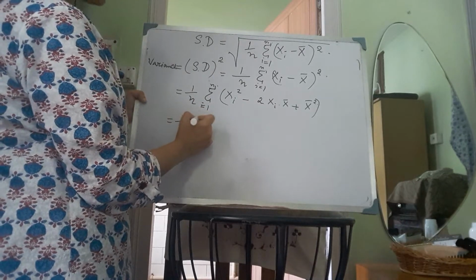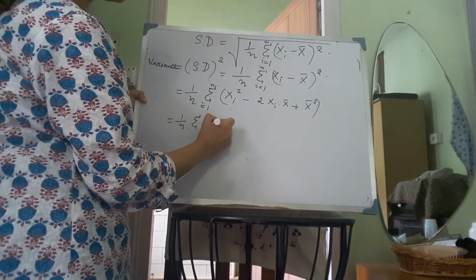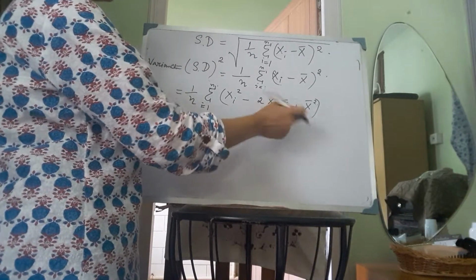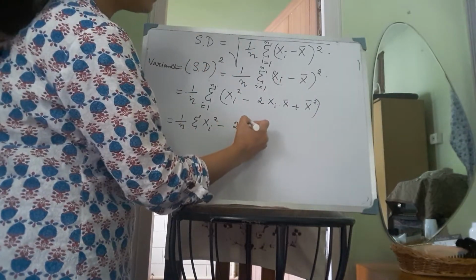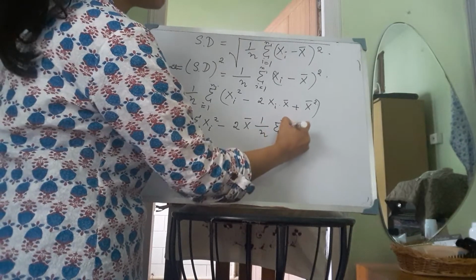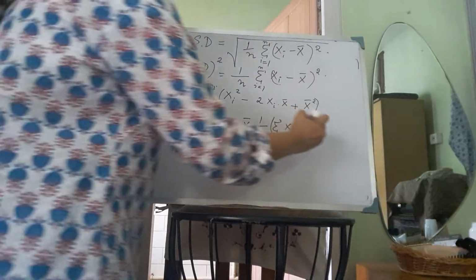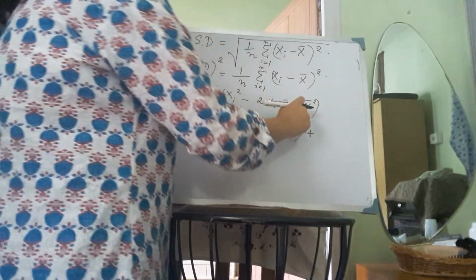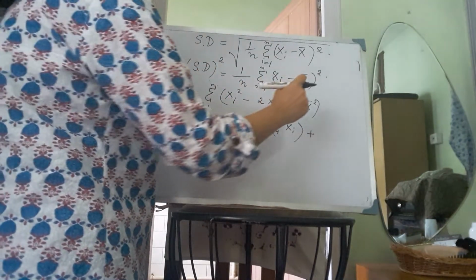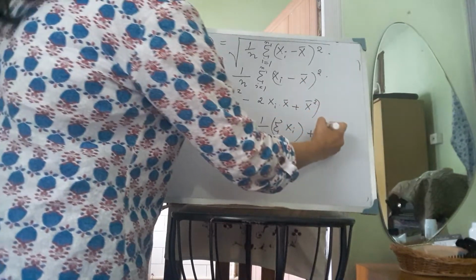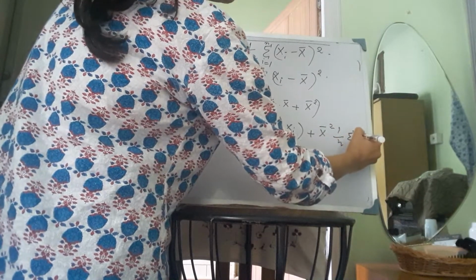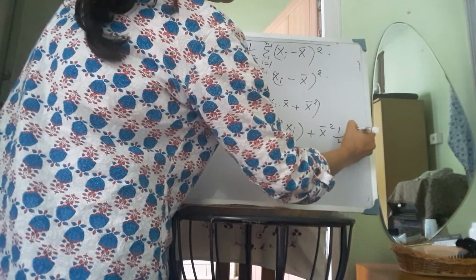Now from here we can write 1 by n summation of xi square, then minus 2, then x bar will be treated as a constant. So 2 into x bar will come out of the summation. Now within the bracket we will have 1 by n summation of xi, and then x bar square is another constant, so we can take it out of the summation sign. So then we will have x bar square 1 by n summation 1, i is from 1 to n.